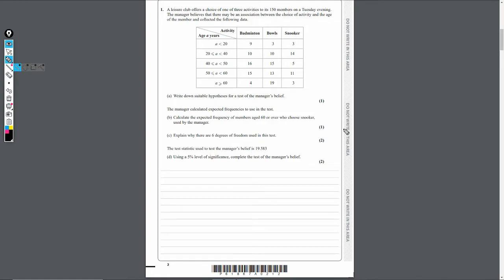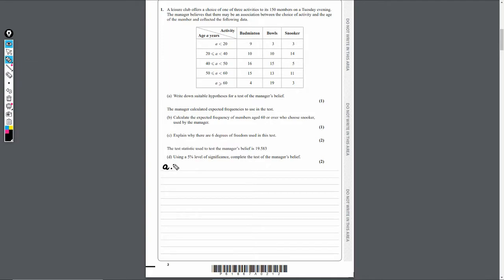This is a question that's looking at a chi-squared test. We've got this leisure club that's offering a choice of 3 activities to 150 members. The manager wants to test whether there's an association between the choice of activity and the age of the member. So you're given this table of data. And then part A, a nice easy one marker, we've just got to write down the hypotheses for this test.